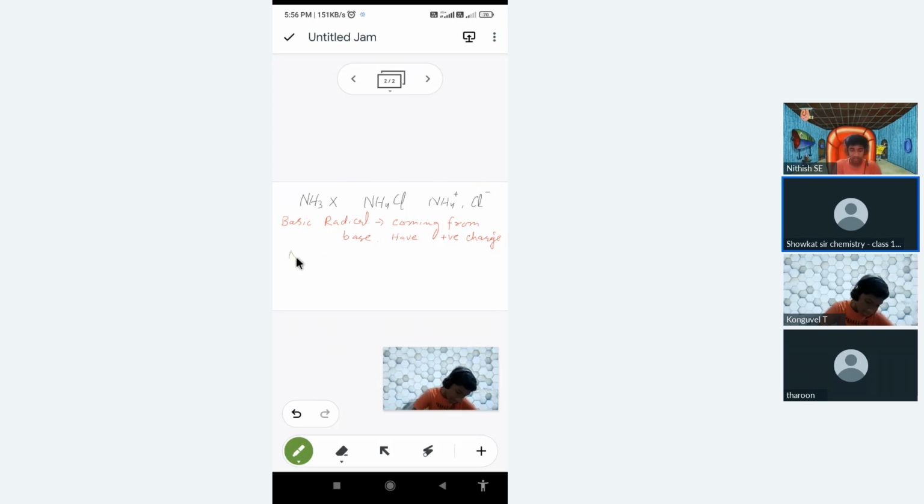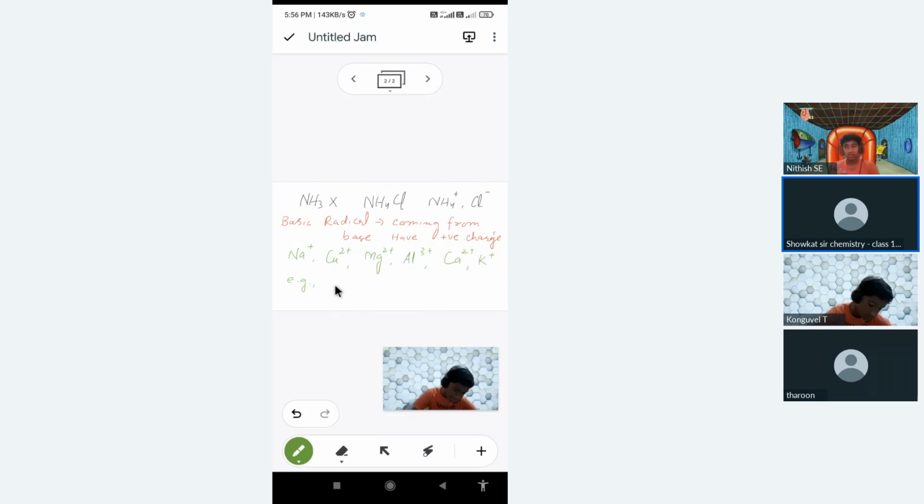So that means all these metal ions, that is any positive, Cu2+, let's say magnesium divalent positive, aluminum trivalent positive, calcium 2+, potassium K+, all these are your basic radicals. They are actually coming from the base. I will give you the example.